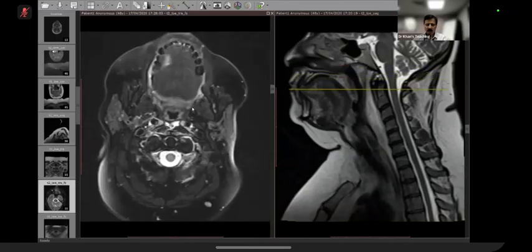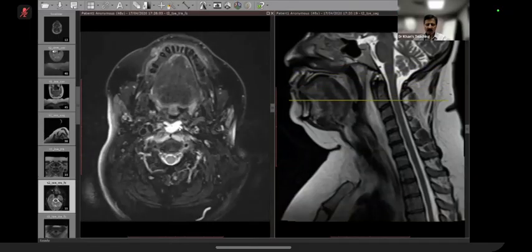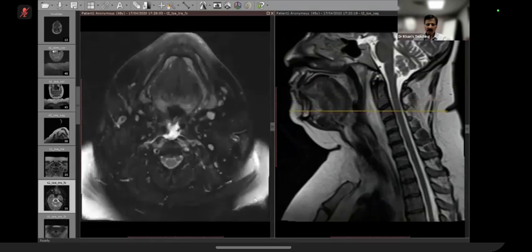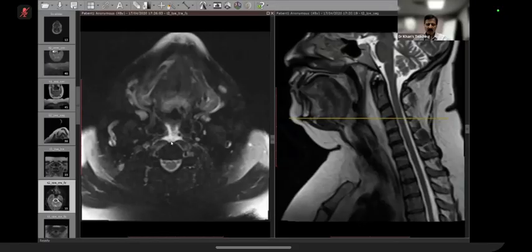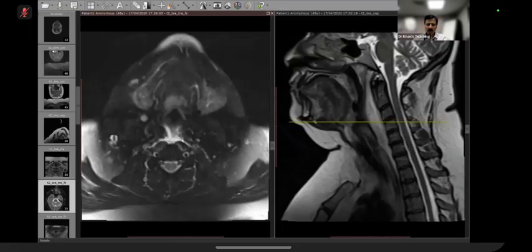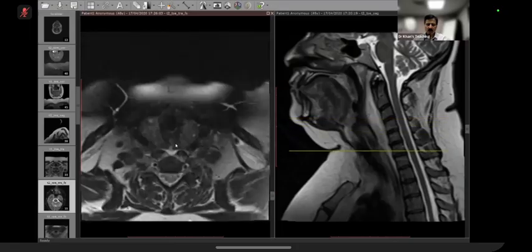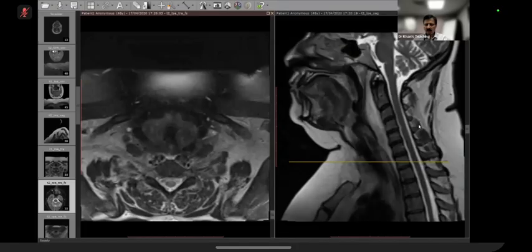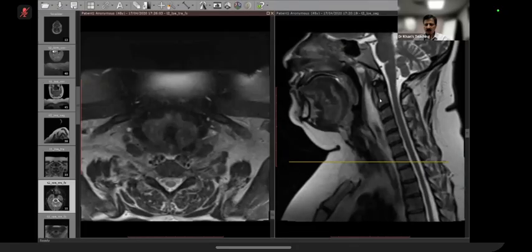And the point to remember is that there's an entity we call effusion on this axial. You can see it. And now this is that longus coli, and you can see this fluid going around it. But please remember that this fluid can go all the way down and then go into the mediastinum.